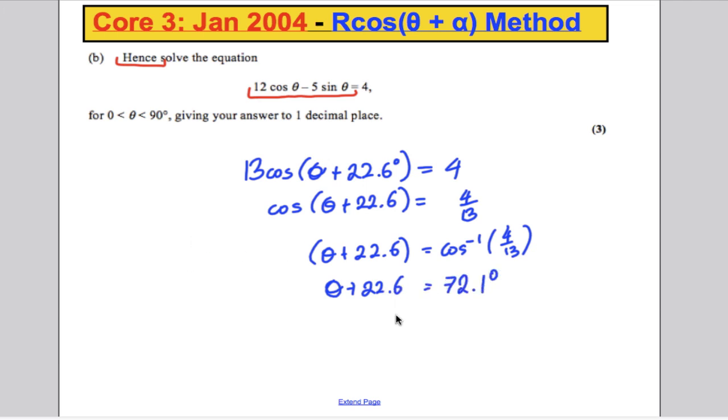Now don't race ahead and just subtract 22.6 off both sides. Do check if there are any other answers that are valid here. We're drawing the cos graph here. The cos graph looks something like this. Are there any other values that this could be? If 72.1 is a value, is there anywhere else you could get a value between 0 and 90? No, there isn't, so that's fine. So just subtract 22.6 off both sides, and you get yourself 49.5 degrees, and you're done for that question.